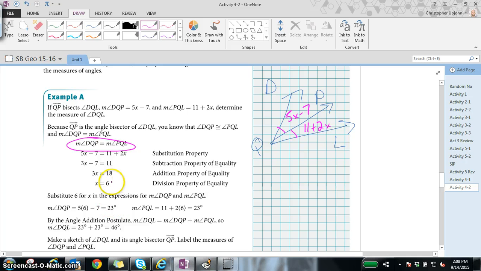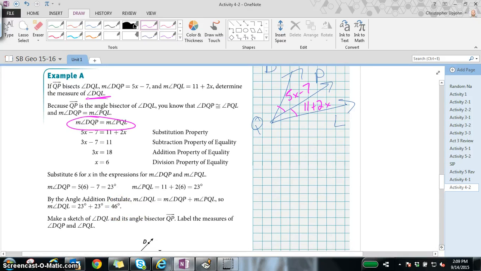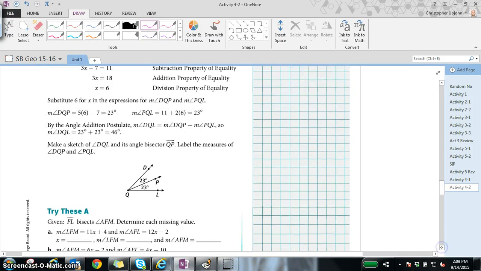Now that's not what the question is asking. We want to determine what measure of DQL is. So we have to substitute that 6 back in to DQP or PQL. Actually, if we do both, we get they're both 23, which of course they are. And then 23 plus 23 is 46. Or we can just multiply it by 2 because it's doubled.